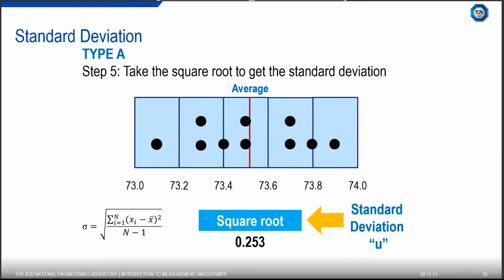So each of the steps shown in the equation in the bottom left, that's what we've essentially done there. We've taken the difference between each of the values and the mean value, squared it, summed it together, divided by the number of values minus 1 and taken the square root of it. So what does this value actually mean in reality?